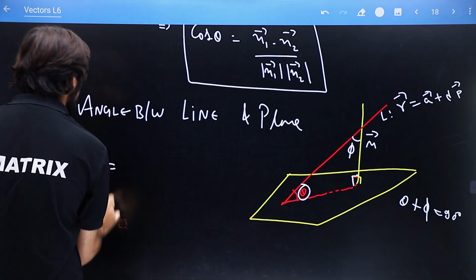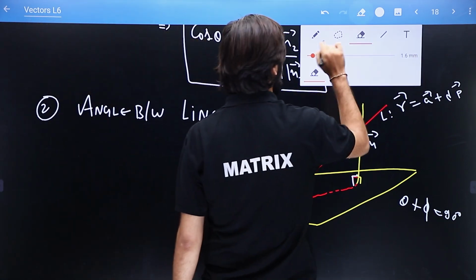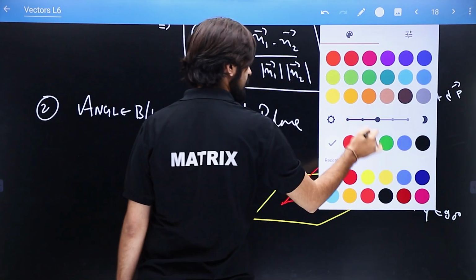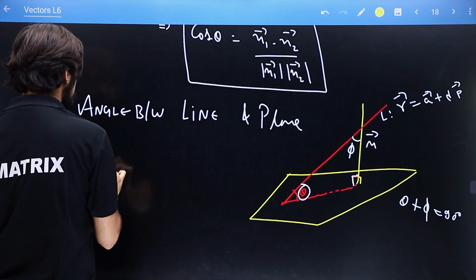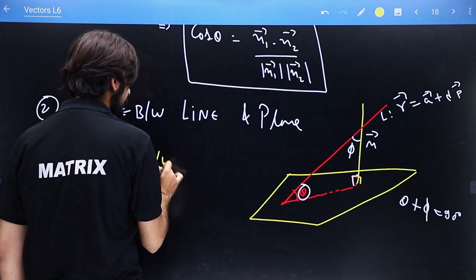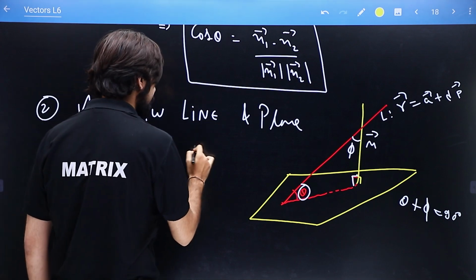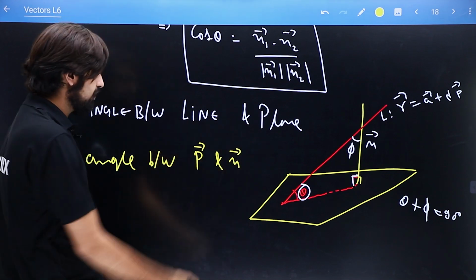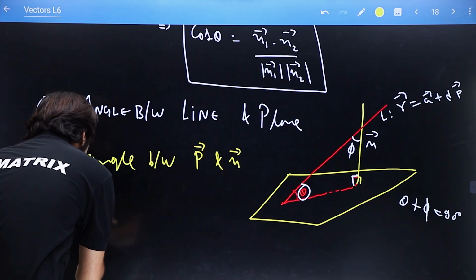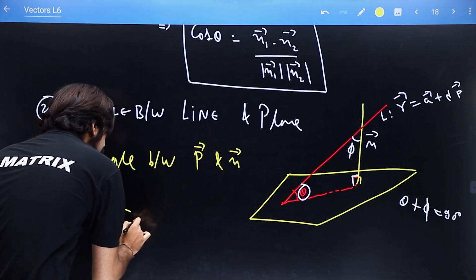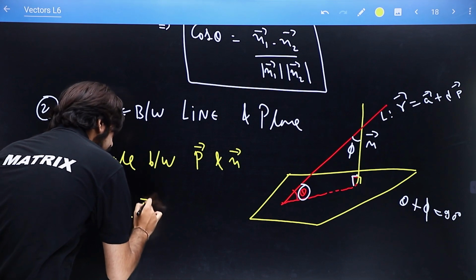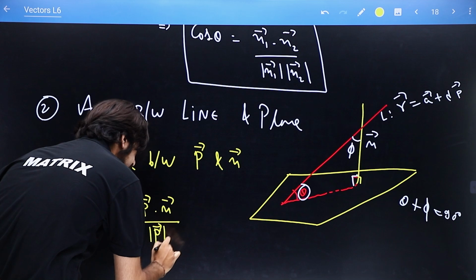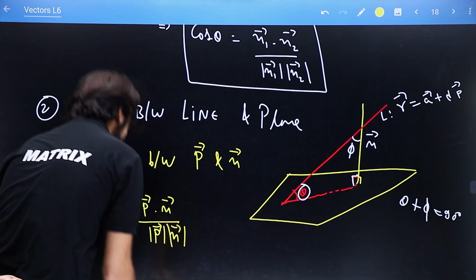So the angle between line and plane will be the same as the angle between vector P, which represents the line, and vector n, which represents the normal of the plane. So cos phi is equal to vector P dot vector n divided by mod P mod n. Okay, that is done. That is a good thing.